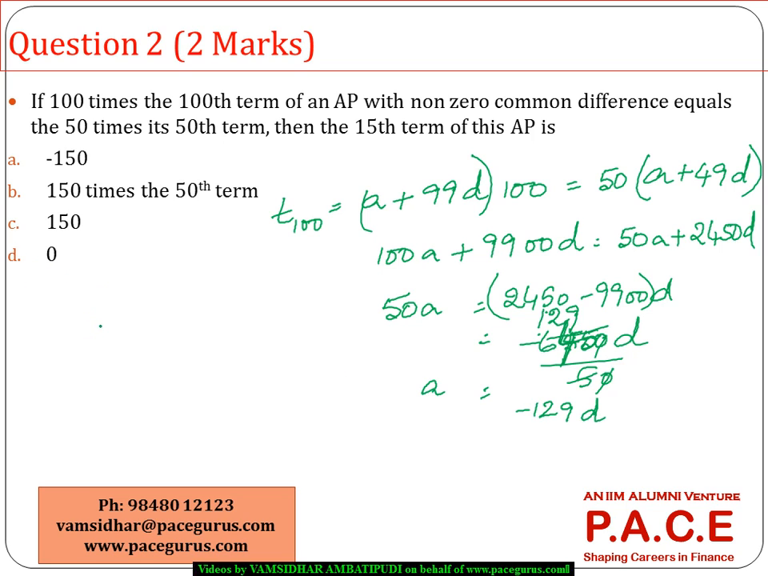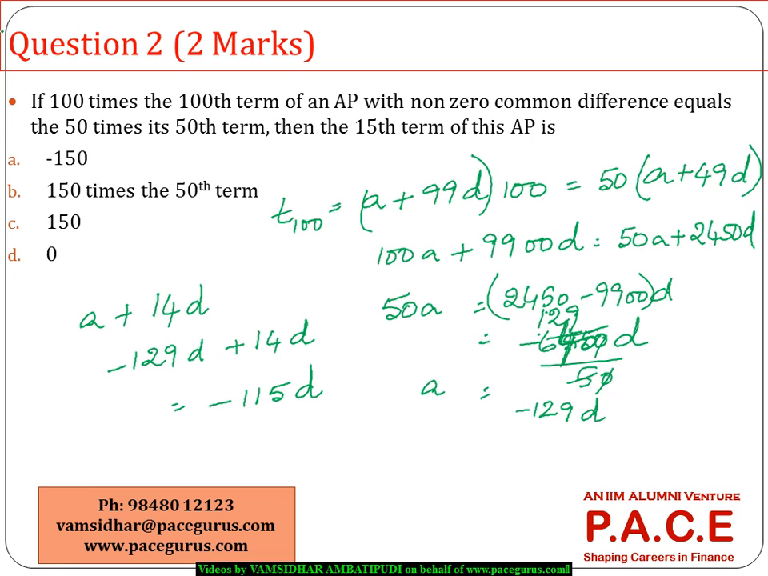Now if I am asking about the 15th term, all we are saying is A plus 14D. So A is nothing but minus 129D plus 14D, giving me minus 115D. Am I right? Minus 115D.